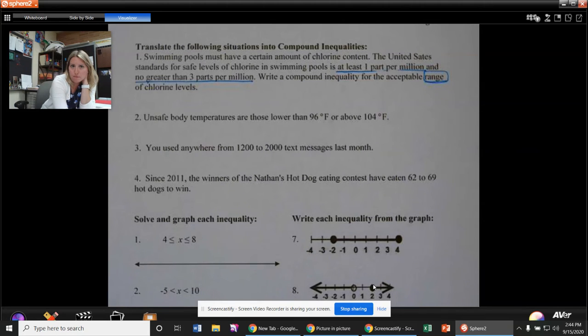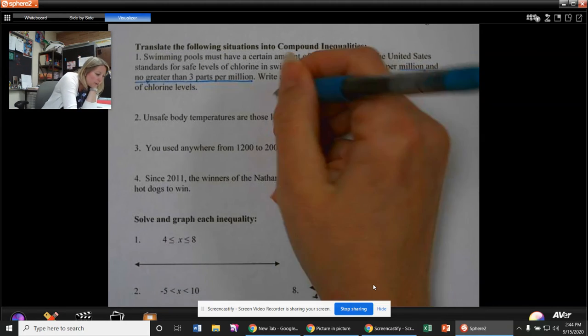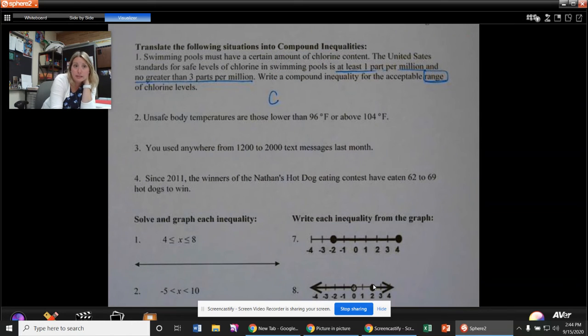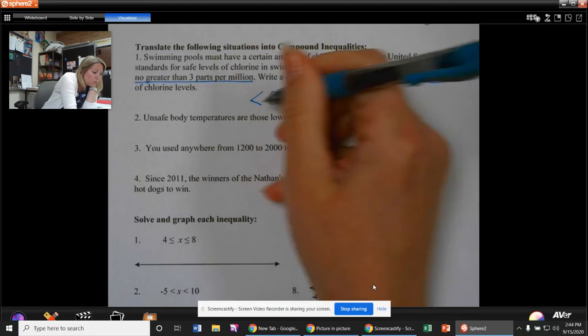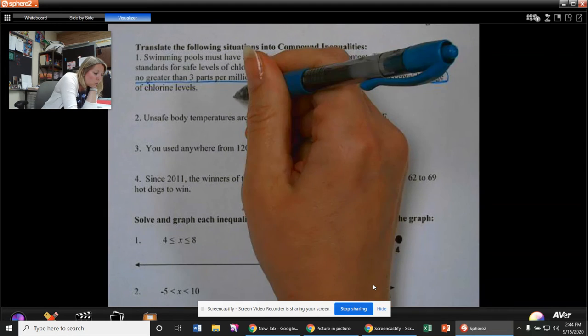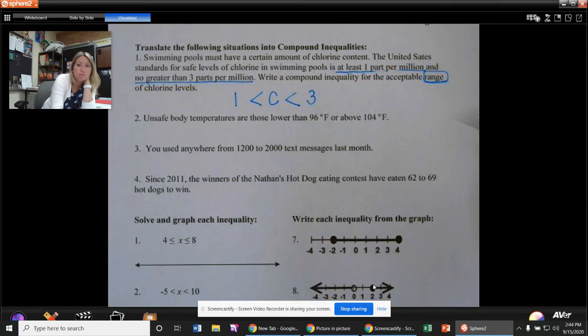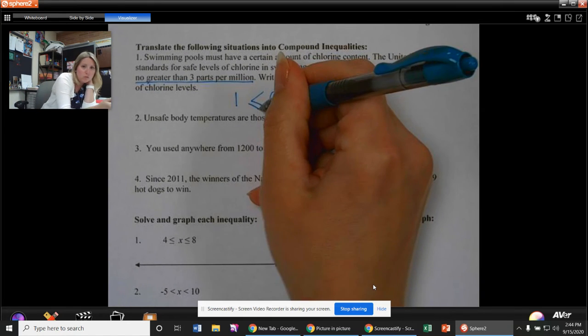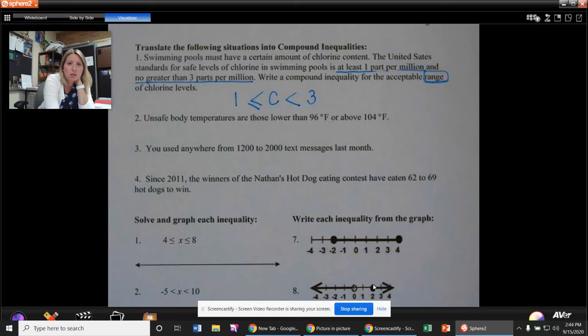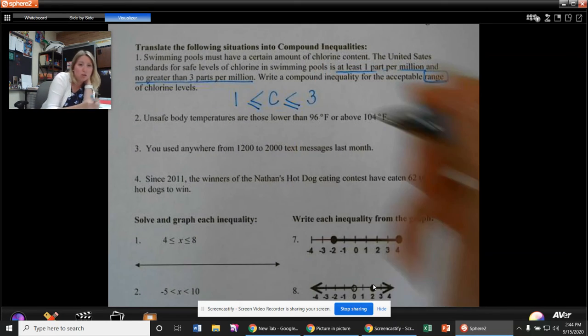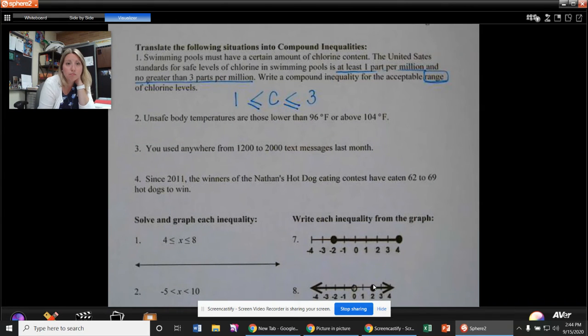So I'm going to make C my variable. And it sounds like C, the amount of chlorine in the pool, has to be between 1 and 3. Does that make sense? Can it be 1? Because it says it has to be at least 1. Yep. So we can include the equal to part. Can it be 3? Yes, but it can't be any bigger than 3. There you have it.